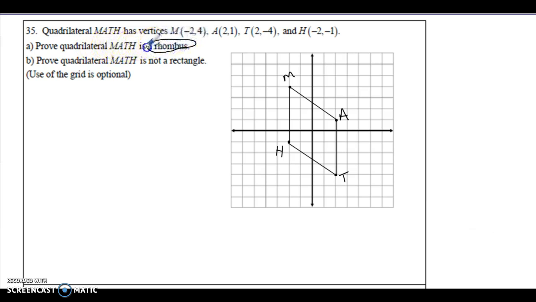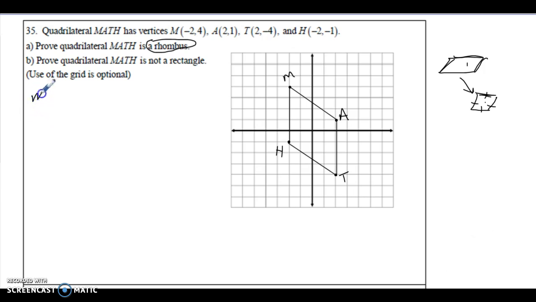Okay, so let's think about what we know about a rhombus. A rhombus is a type of parallelogram, and a parallelogram has opposite sides that are parallel and congruent. To make our parallelogram into a rhombus, we give it all congruent sides. So the first thing I'm going to do is show that it's a parallelogram, and then show that it has congruent sides. So I need to find the slope of all four sides.